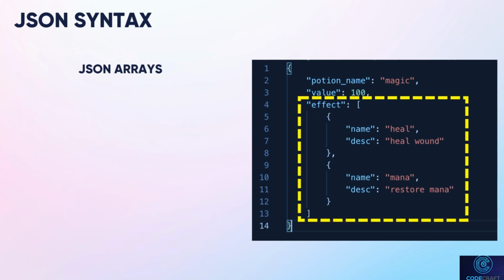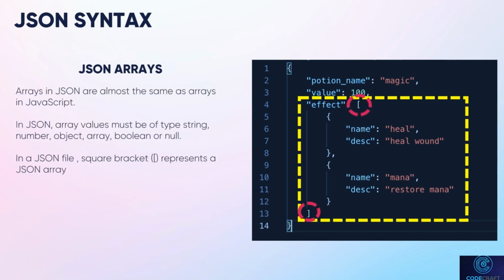JSON arrays. Arrays in JSON are almost the same as arrays in JavaScript. In JSON, array values must be of type string, number, object, array, boolean, or null. In a JSON file, square bracket represents a JSON array.